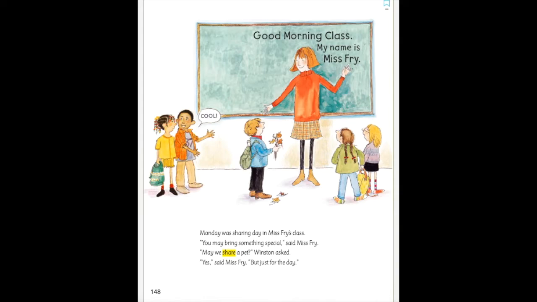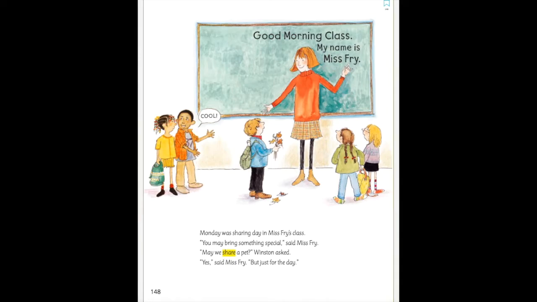"Where and when does this story take place?" So where does this story take place? That's right, a classroom. You can see the chalkboard, the students arriving, the teacher. And it's happening right now, in the present.